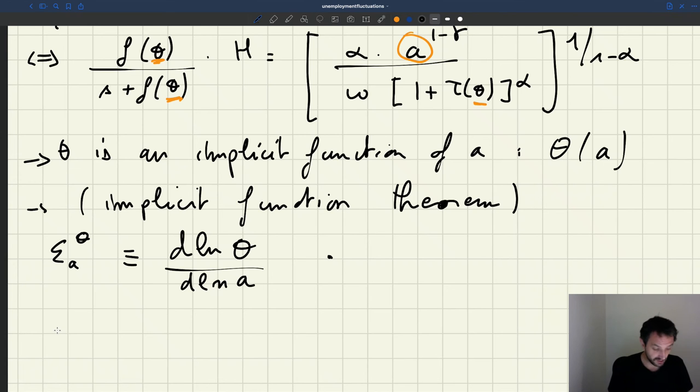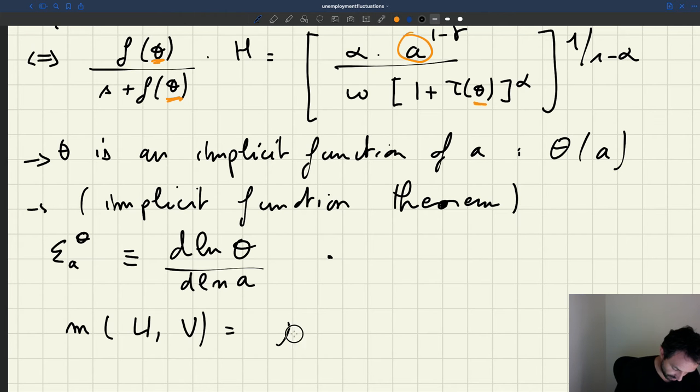So first of all, let's assume that the matching function is Cobb-Douglas. That's going to help quite a little bit to simplify the algebra. So we assume that the matching function M of U and V is some constant mu times U^eta times V^(1 minus eta), where eta is just some parameter in (0, 1).